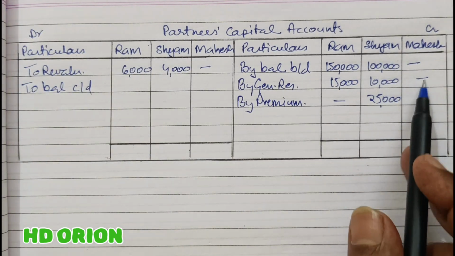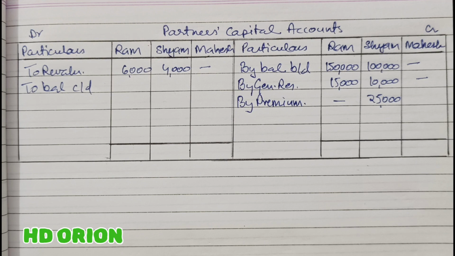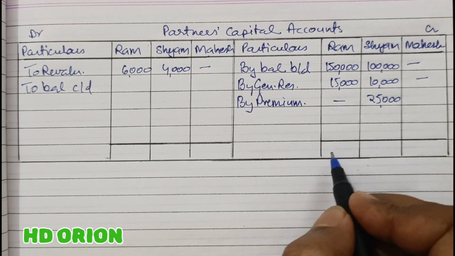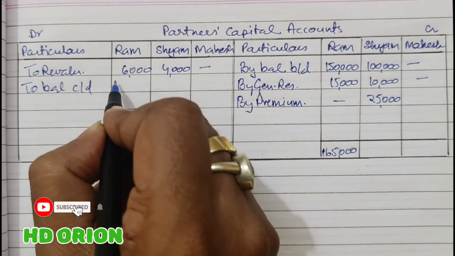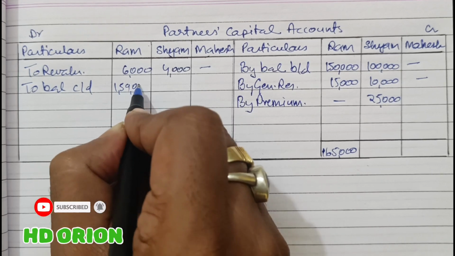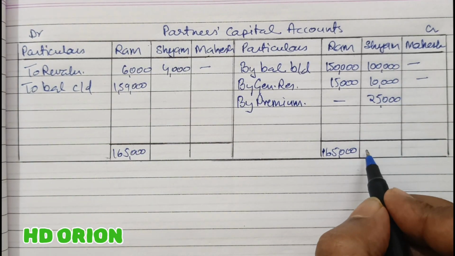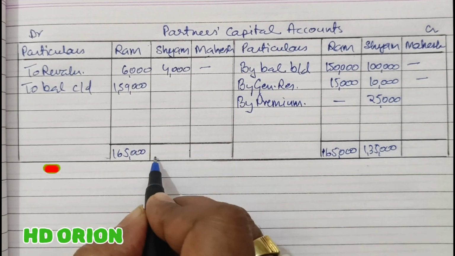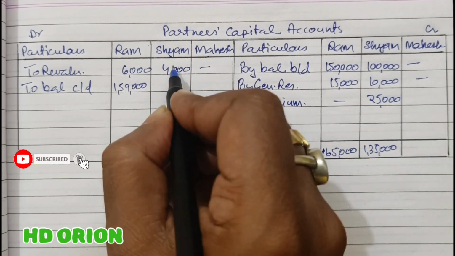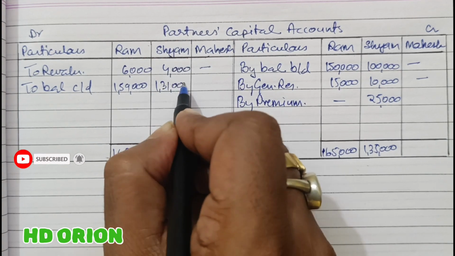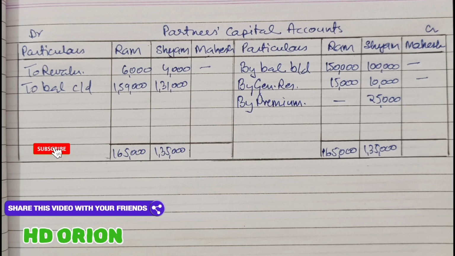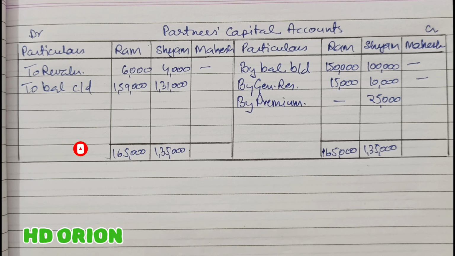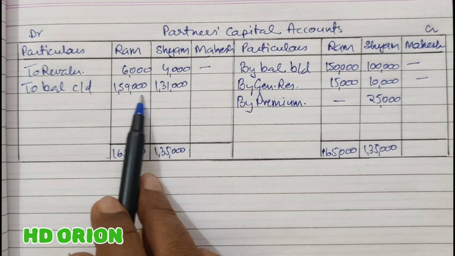Before this, only then will we be able to calculate how much Mahesh is bringing as capital. So it is 1,65,000 minus 6,000. Closing balance is 1,59,000. Here it is 1,35,000 minus 4,000 is 1,31,000. Now the question says that Mahesh was to bring in capital equal to 20% of the combined capital of Ram and Shyam after all adjustments. So these are the capital balances after all adjustments.